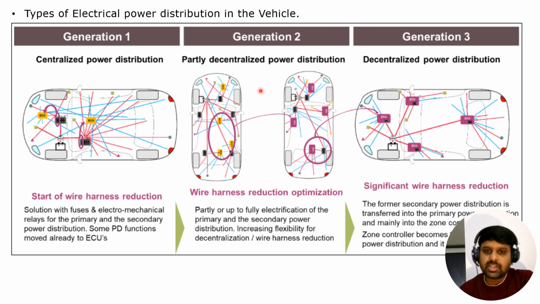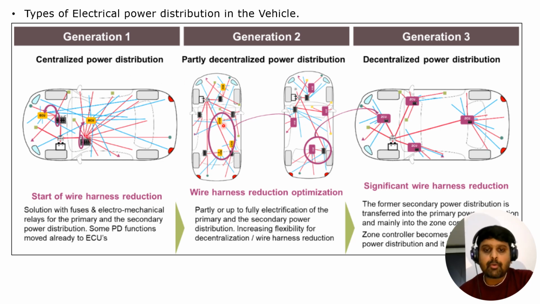In the second generation, we call it a partially decentralized power distribution system. Most of the OEMs have now started using this kind of architecture for electrical power distribution within the vehicles. In this architecture, there will be one primary fuse box located very close to the power source, which is the battery, similar to the centralized power distribution system.